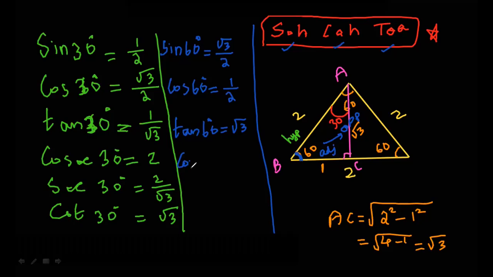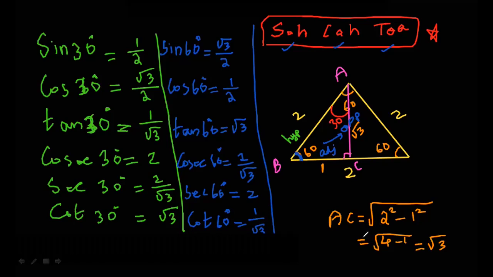So cosec 60 degree will be the reciprocal of sine, that is 2 by root 3. Sec 60 will be the reciprocal of cos, that is 2 by 1, which is equal to 2. And cot 60 is the reciprocal of tan. That is, root 3 by 1 has to be reciprocated. It will become 1 by root 3.